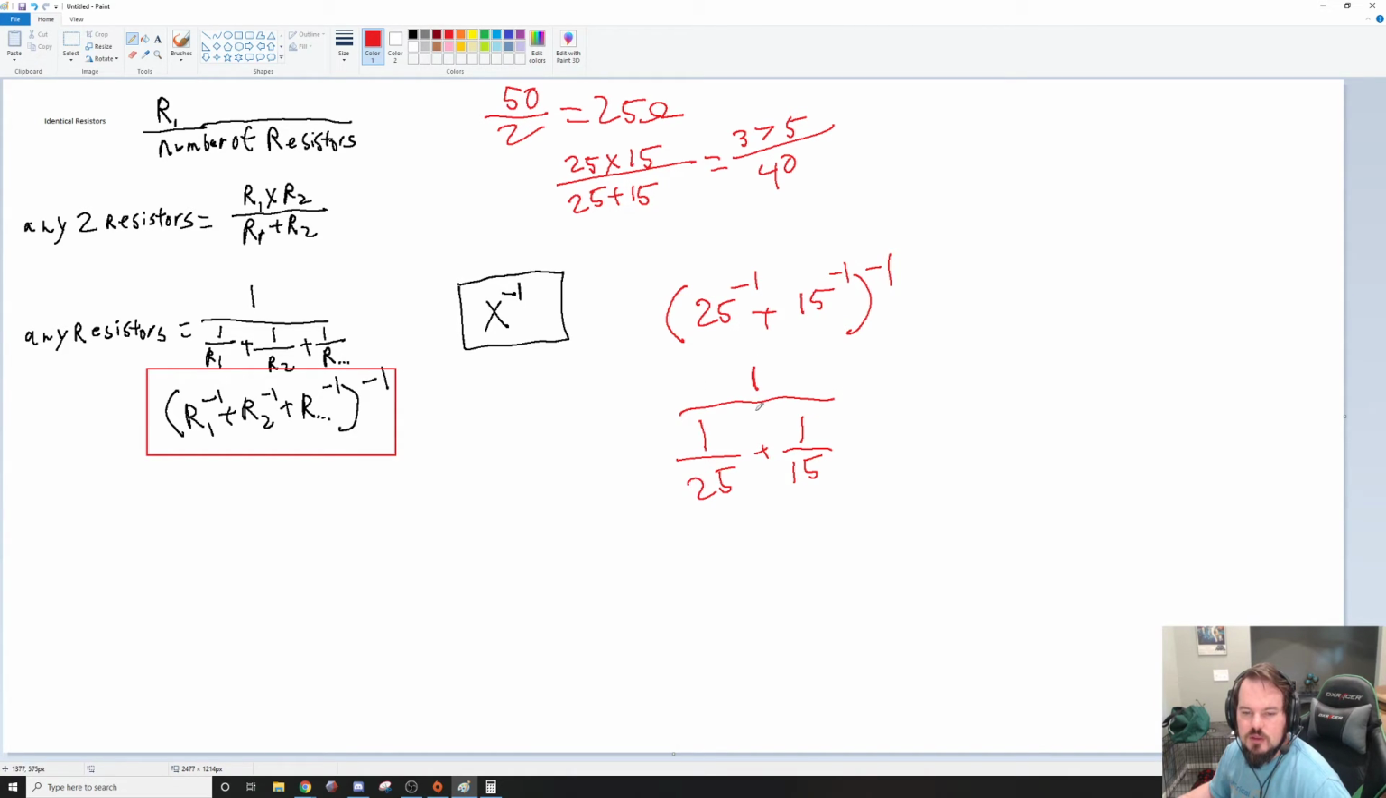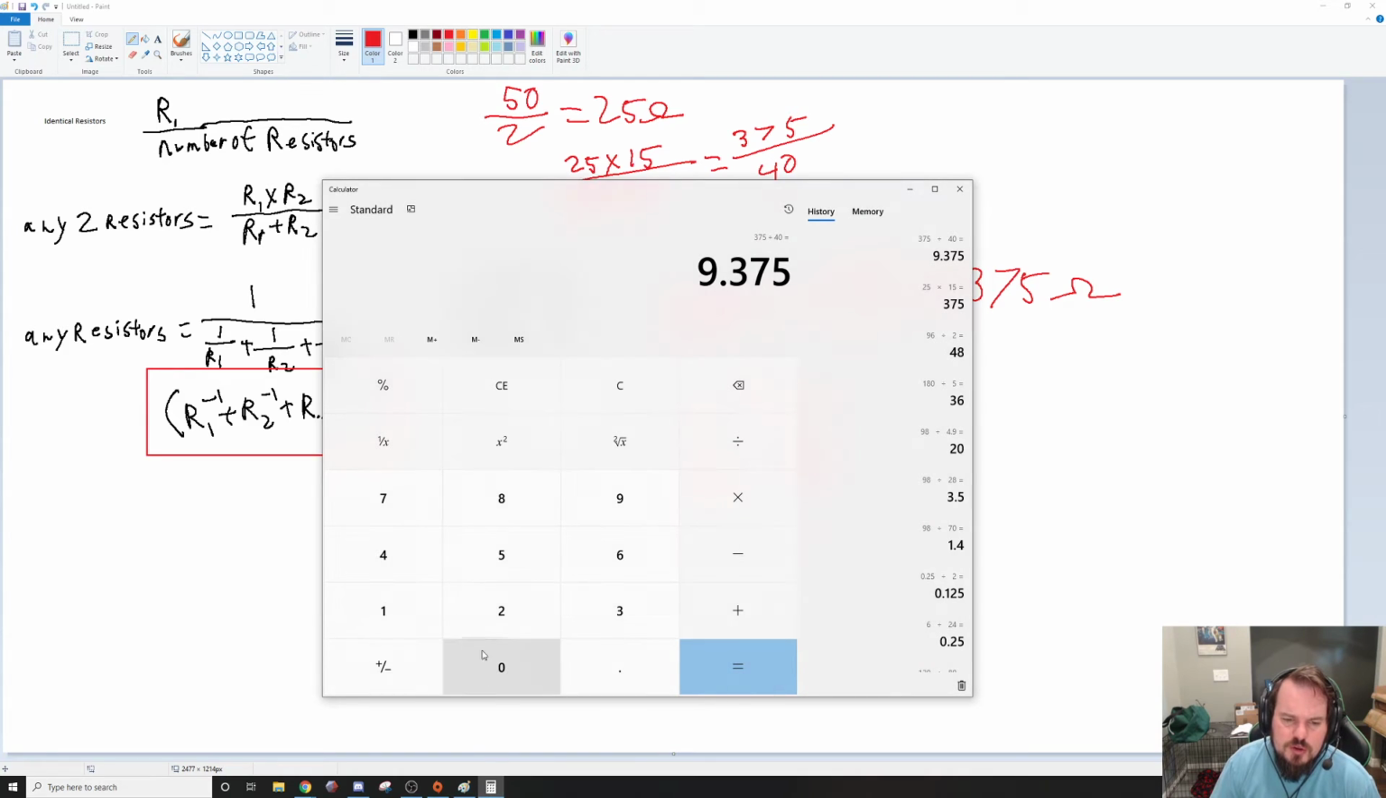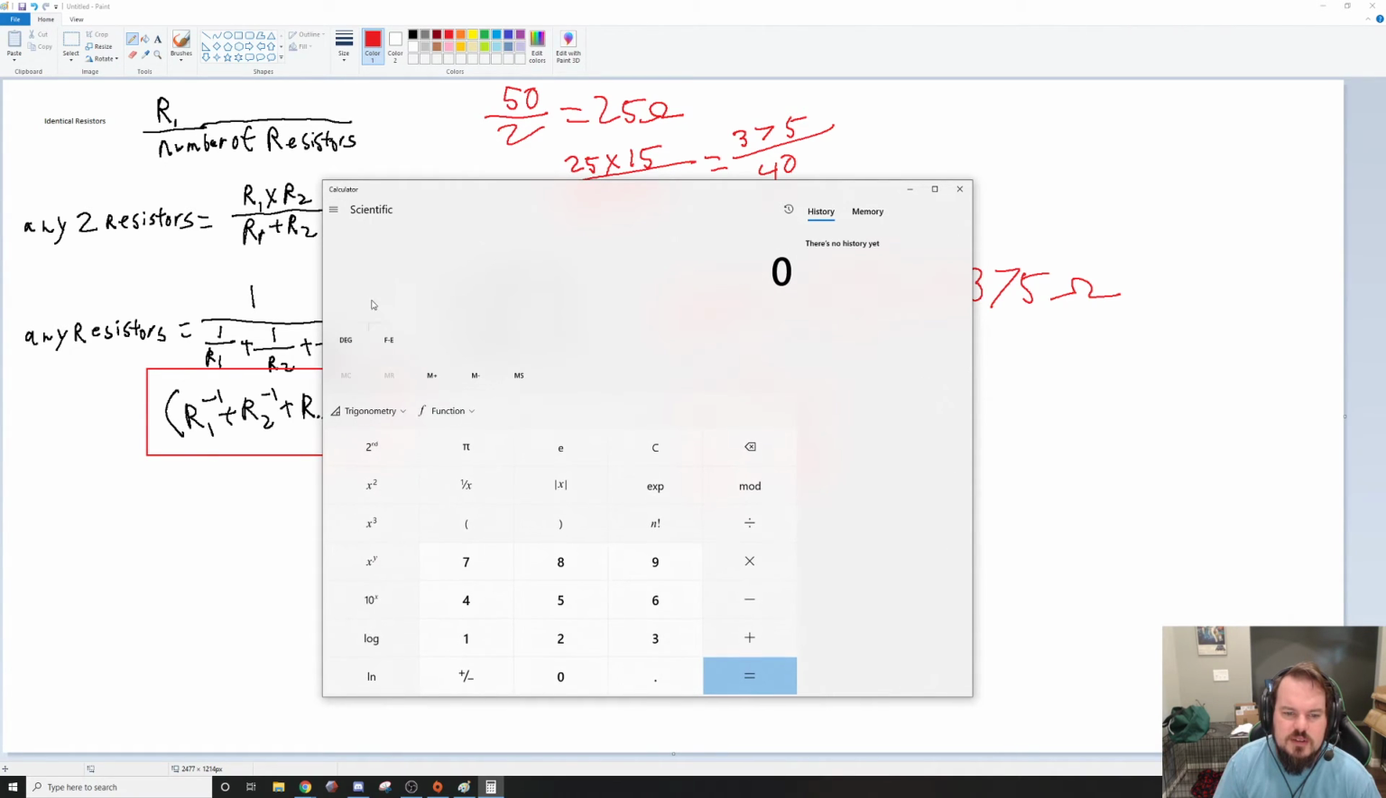So that is what you work with, and it should give you that same 9.375 ohms. I can show you maybe. Well, this has this button. It's not the same. Scientific? It doesn't have it still. I mean, it kind of does, but okay.